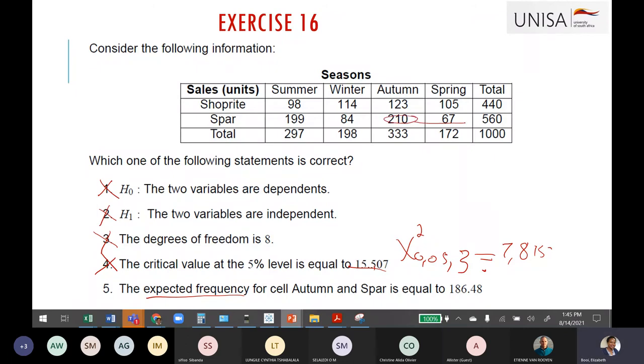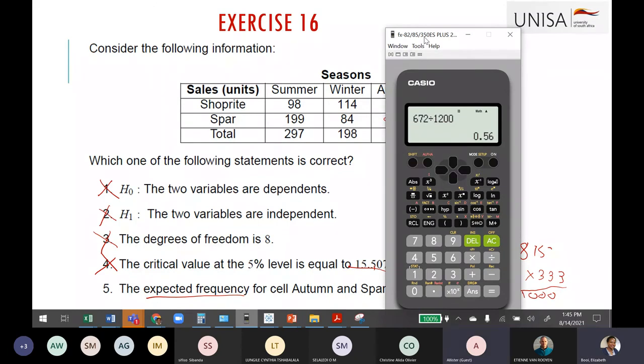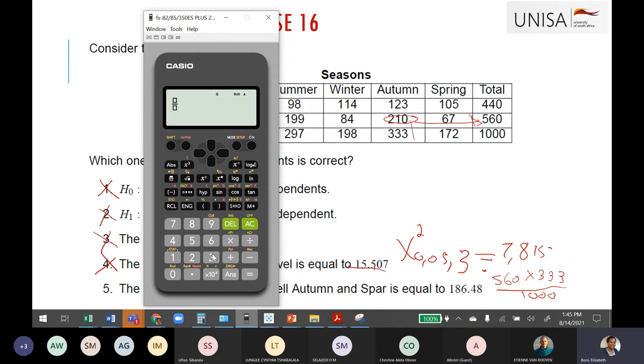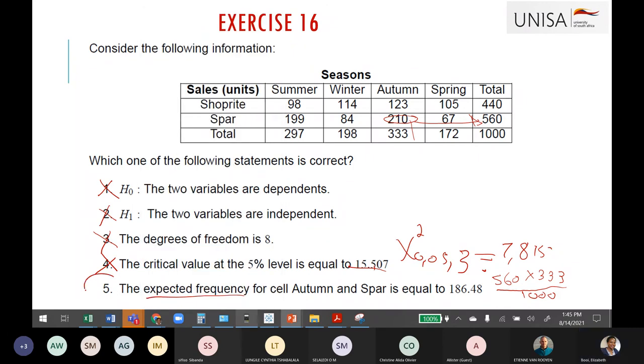So we need to calculate the expected frequency of spa and autumn. Spa and autumn is the row total 560 times the column total 133 divided by 1000, which is 1,186.48, which is the correct answer. Okay, we are left with 15 minutes.